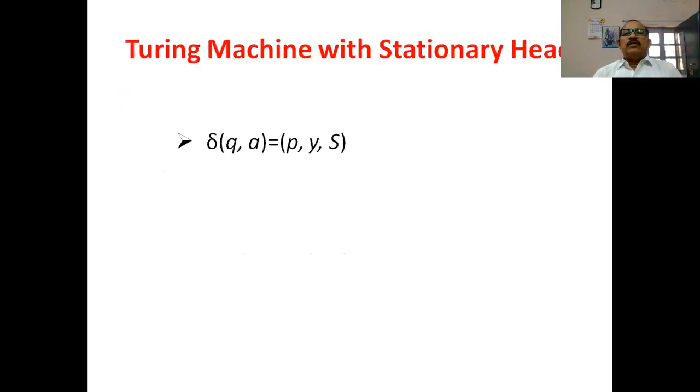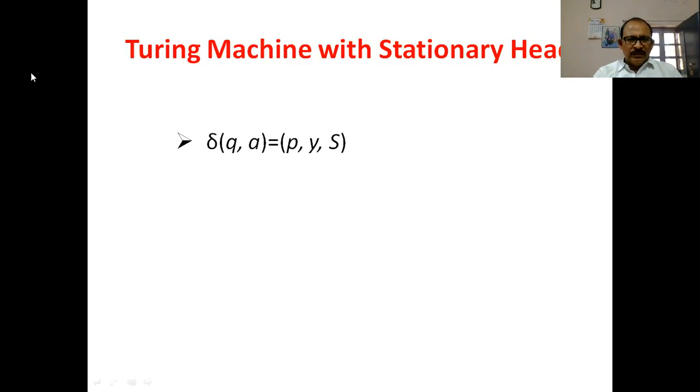Let us start with the Turing machine with stationary head. In some situations, we need for some alphabet the Turing tape head neither moves left direction or right direction. For this, we have to modify the transition function.